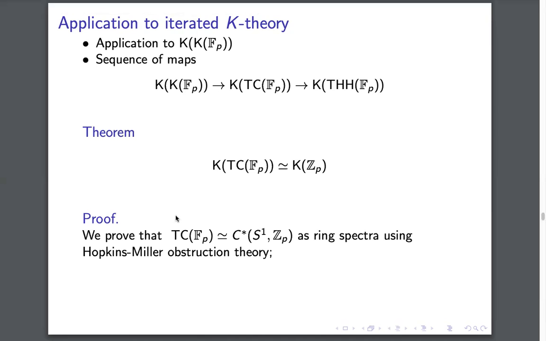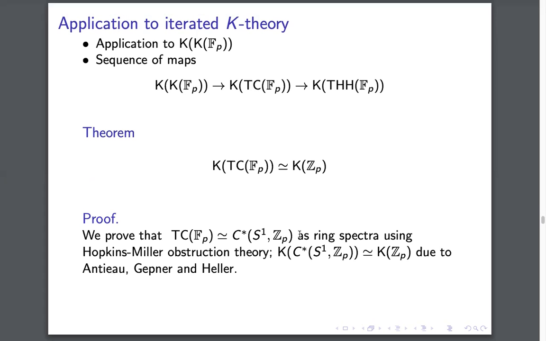So what we do is we show that TC of F_p actually is the same as the cochain complex on the circle with p-adic integer coefficients. We show that this is an equivalence of ring spectra. It is actually an equivalence of DGAs. And we show that using the Hopkins-Miller obstruction theory. It's not super surprising, because if you look at the homotopy groups of the left-hand side, that's the same as the cohomology of the circle with Z_p coefficients. But we show that these are equivalent.